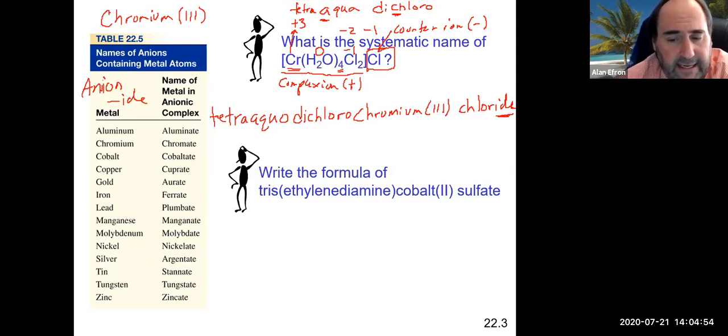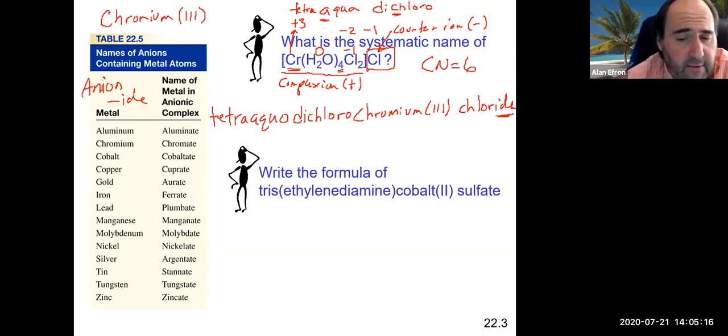In terms of the coordination number here, we got 2 Cl's and 4 waters. They are each monodentate, and all those guys are attached to the chromium, which means the coordination number here would be 6 in this particular case. Any questions on the first one there?